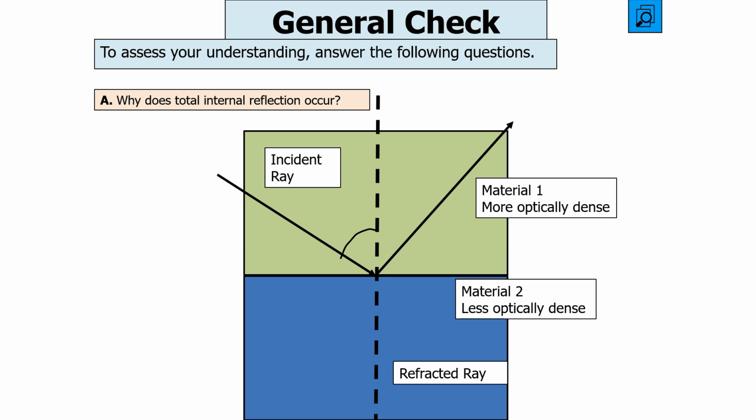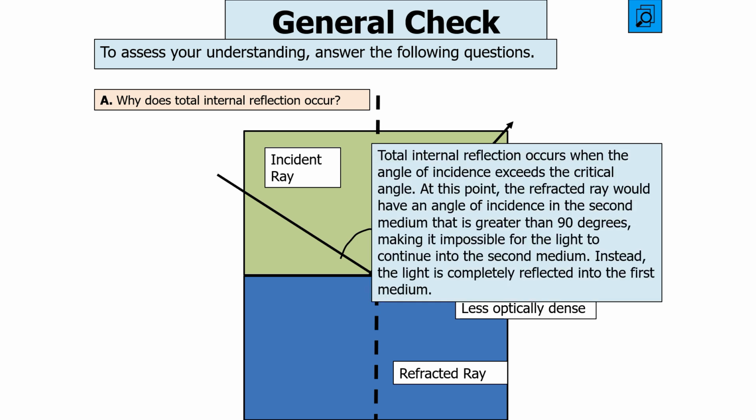Pause the video now, then unpause the video when you want to go through your answer. Total internal reflection occurs when the angle of incidence exceeds the critical angle. At this point, the refracted ray would have an angle in the second medium that is greater than 90 degrees, making it impossible for the light to continue into the second medium. Instead, the light is completely reflected into the first medium.